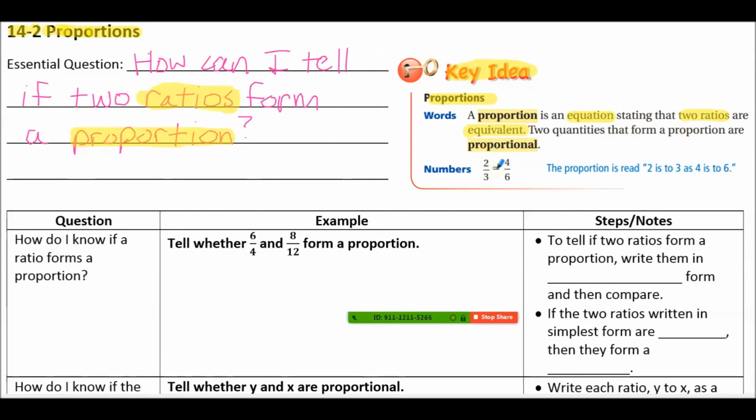So 2/3 is equal to 4/6. All right, 2/3, 4/6. Are those ratios? Yes. Are they written in an equation? Yes. Then they are proportional. So if they are fractions and they're equal, they're proportions. So the sentence I'm going to say: if you have fractions that are equal, then they are proportional. So the proportion is read as 2 is to 3 as 4 is to 6.